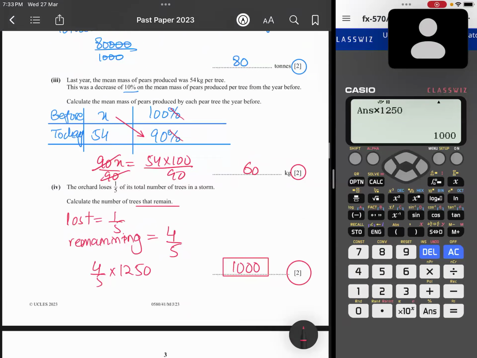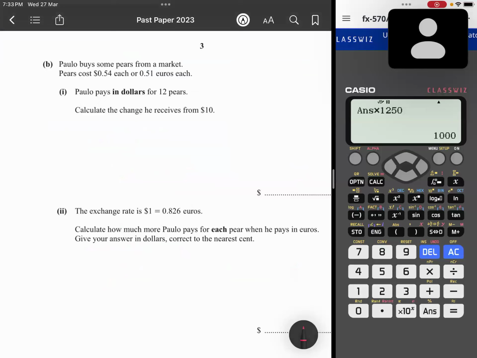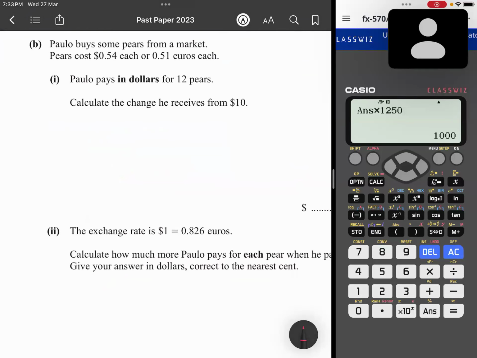So proceeding. Okay. Paulo buys some pears from a market and pears cost $0.54 each or 0.51 euros each. Okay, two prices. One is in dollars and one is in euros. Paulo pays in dollars for 12 pears. Calculate the change he received from a $10 note. So he bought 12 pears, one pear costs 0.54 each.